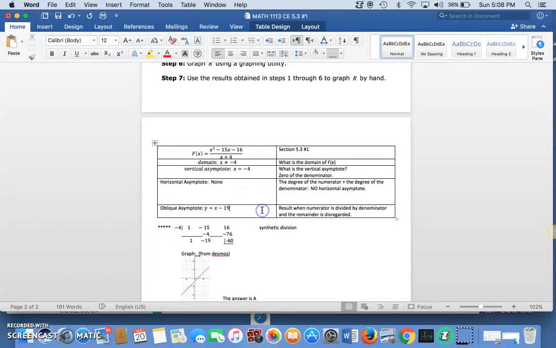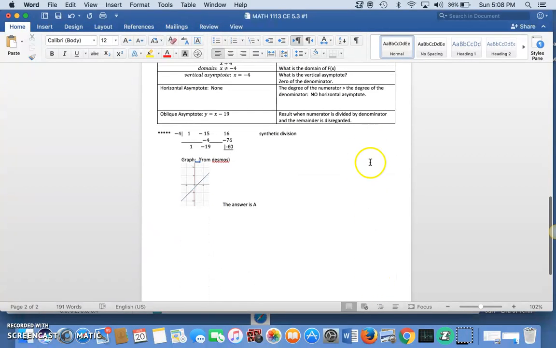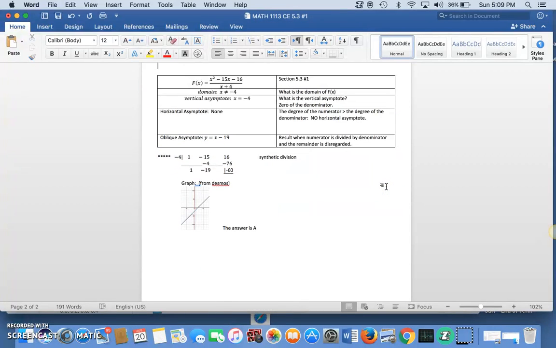The oblique asymptote is what occurs when you divide the bottom into the top. And I hope you remember synthetic division. This is the actual synthetic division that I've used to find the oblique asymptote. We are actually dividing the problem that we had out. That's the actual problem. Your divisor is x plus 4. So you take the opposite sign, think of what makes it 0, -4.